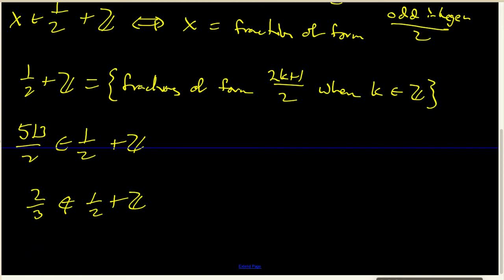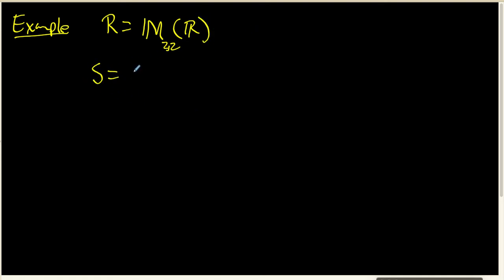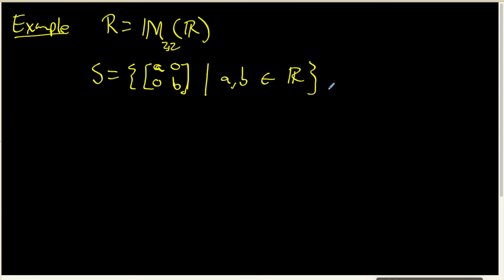I want to do a final example. And this final example is going to come from a non-commutative ring. In other words, my ring is going to be the set of all 2 by 2 matrices where their entries are drawn from the real numbers. I will let S be the set of diagonal matrices. So that will be A, 0, 0, B, where A and B are real numbers. This is often called D, the set of diagonal matrices, and I will be using that.